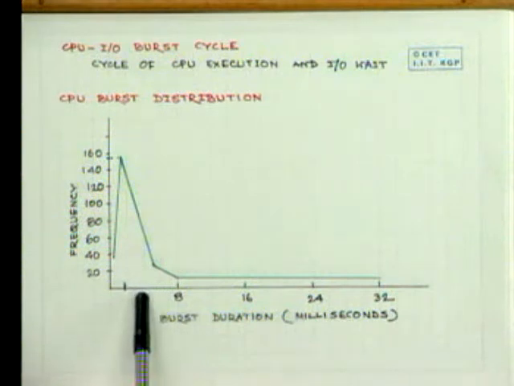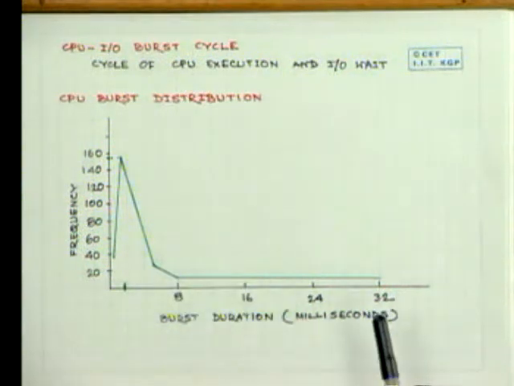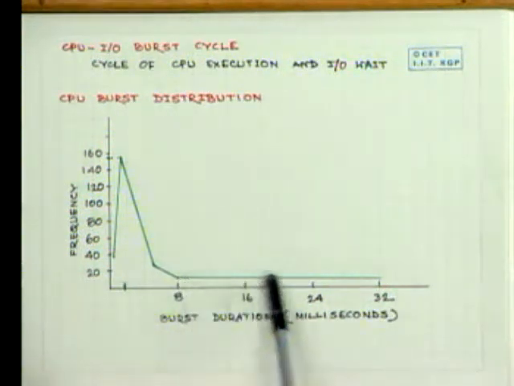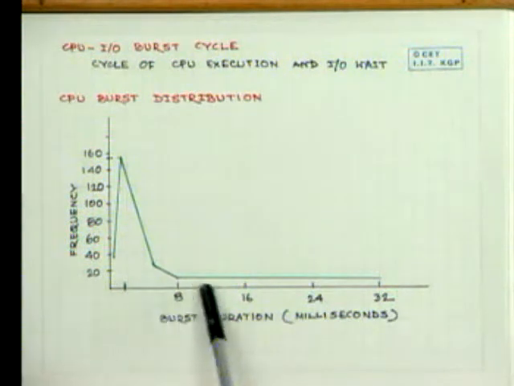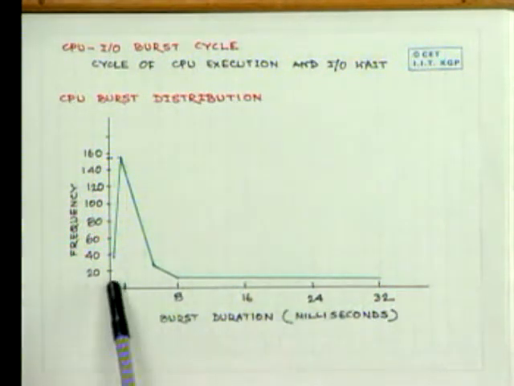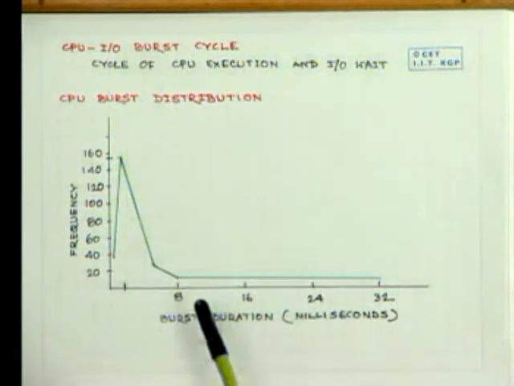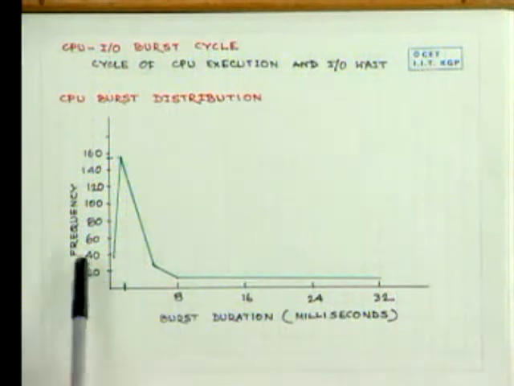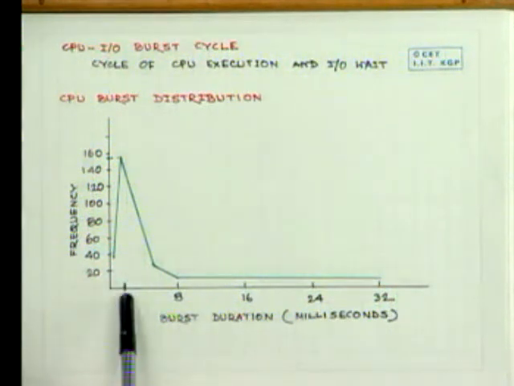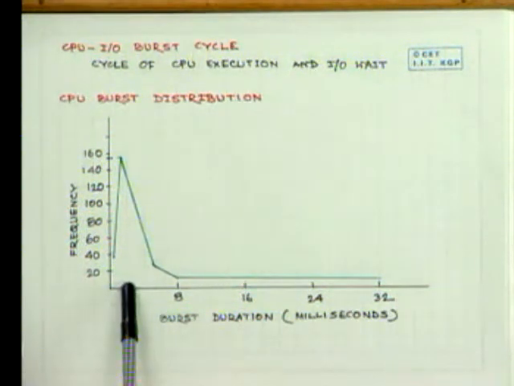As we approach somewhere between say 4 and 5, and 8, it comes to a minimum, and beyond that the number of processes that have burst duration more than 8 is minimum, that is less than 20. I mean, this curve shows that the number of processes having burst duration around this point is maximum.